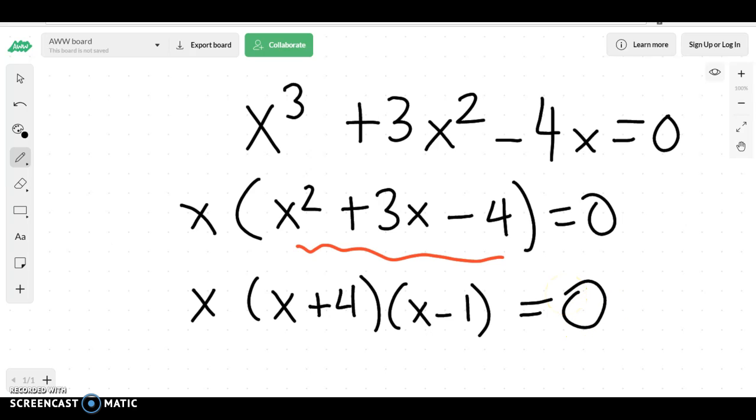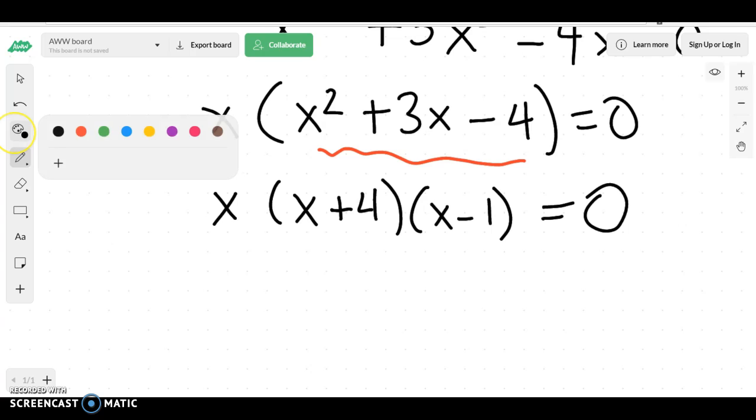And again, we want to find our zeros. If you remember from last time, your 3 zeros should be 0, negative 4, and 1. And those should be our answers. Again, we could graph this thing. It's now finally in factored form, so it's the easiest form to graph.